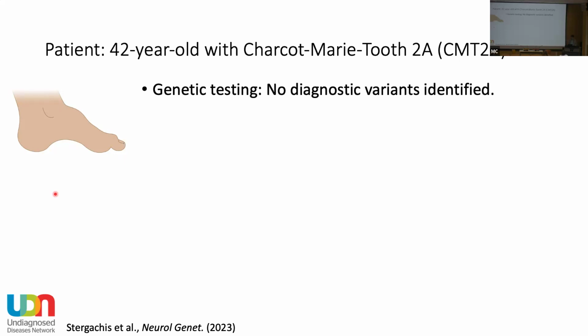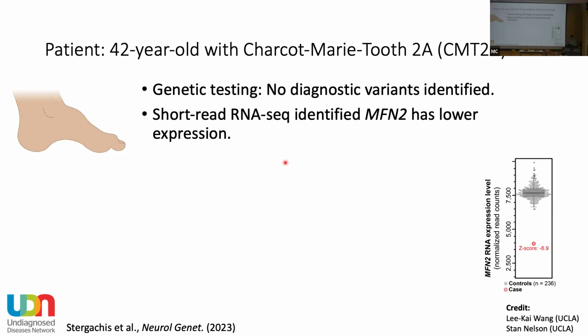And so what we want to do is provide a definitive diagnosis to this patient. So what we did was genetic testing. We looked at all the coding parts in this patient's genome, but we weren't able to find any pathogenic variants when we just looked at the coding DNA. So the next step we did was RNA sequencing.